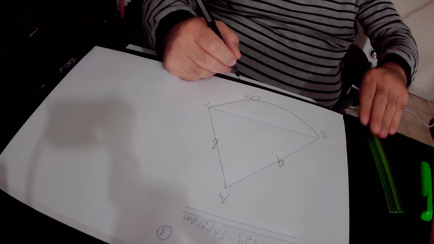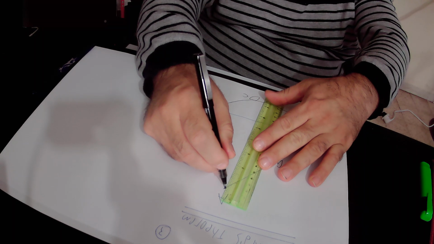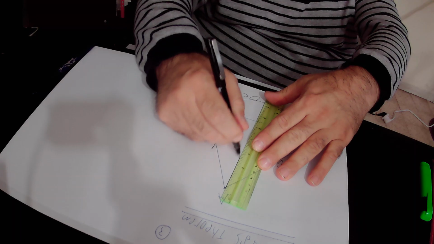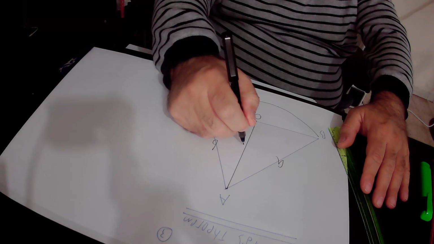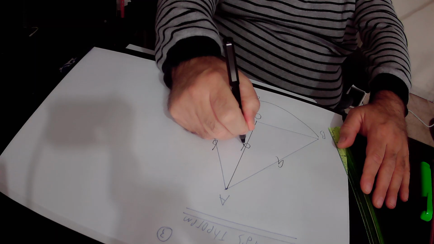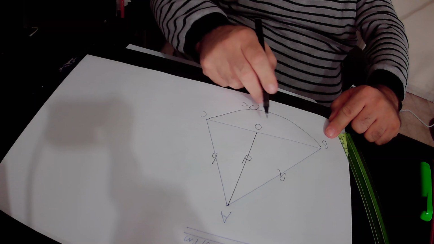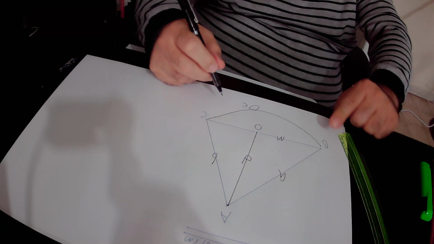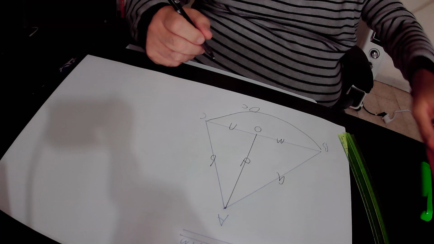In addition, we also have line segment AO. This line segment AO equals D units in its length. We also know that line segment BO equals M units, and finally line segment OC equals N units in its length. Okay.